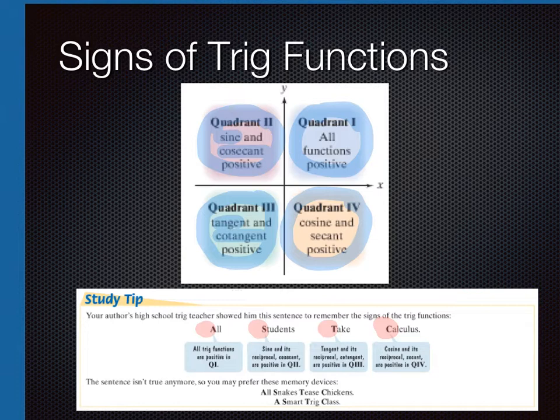So if you move counterclockwise around in the order of your quadrants, the A comes first for all, the S comes second for just sine, which leads to cosecant. T comes third, which means tangent and leads to cotangent. And the last one is C, which is cosine, which leads to secant. So again, if you start in the top right corner and you go counterclockwise around, or the order of the quadrants, with all students take calculus, you can remember that order.